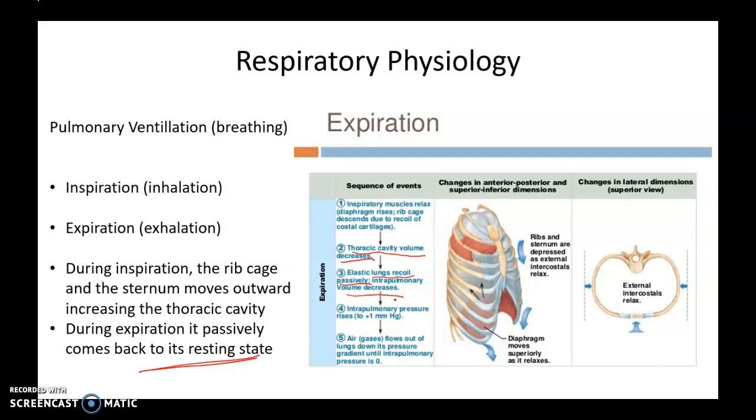As the thoracic cavity volume decreases, the lung recoils back, the lung volume decreases, thereby increasing the pressure. This increases the pressure to +1 millimeter of mercury, and as there is more pressure in the lungs, air will flow out of the lungs down its pressure gradient until it becomes equal with the atmospheric pressure of 0. All right, so hopefully you understand the basic mechanisms of inspiration and expiration. I'll stop here and then start with a new video.